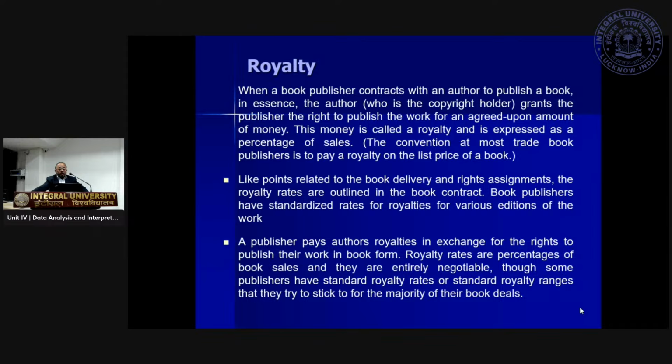So points related to the book, delivery of right assignment, and the royalty rates are outlined in the book contract. Book publishers have standardized rates for royalties for various editions of the book. A publisher pays authors royalty in exchange for the right to publish their work in book form. Royalty rates are a percentage of the book, as I told you, on the sales. They are entirely negotiable, though some publishers have standard royalty rates, and some have a standard royalty range they try to stick to for the majority of their book deals.